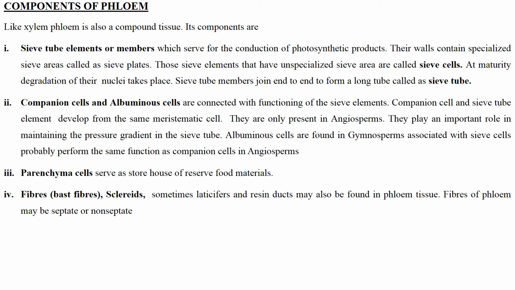Then the third type of cells are parenchyma cells. They serve as a storehouse of reserve food materials in the phloem. And the last types of cells are fibers. They are also called bast fibers and sclereids. Sometimes laticifers and resin ducts may also be found in phloem tissues. Fibers of phloem may be septate or non-septate.